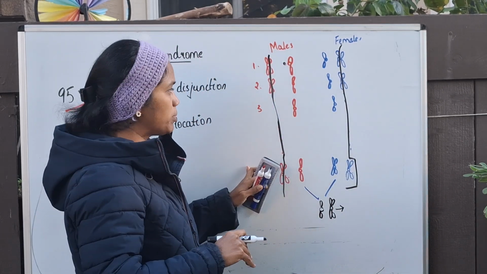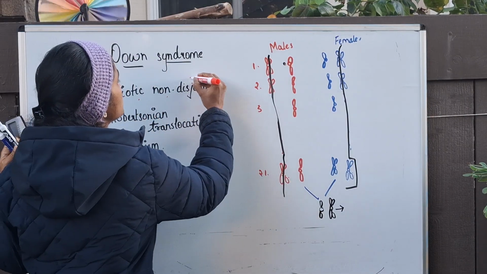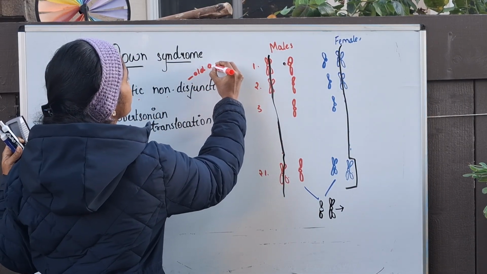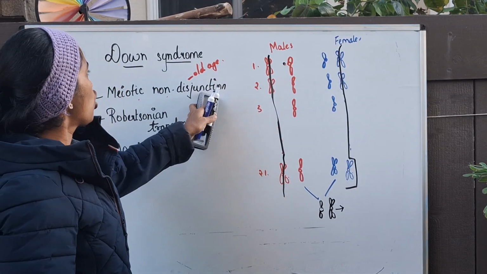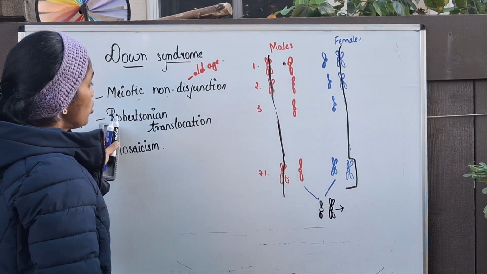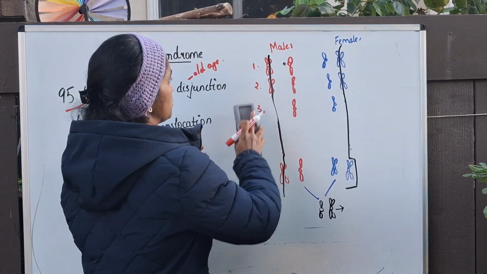This is what happens 95% of the time, and the most common reason for this is maternal old age. So this is the most common cause for Down syndrome. But what about the Robertsonian translocation? Robertsonian translocation is a different concept.